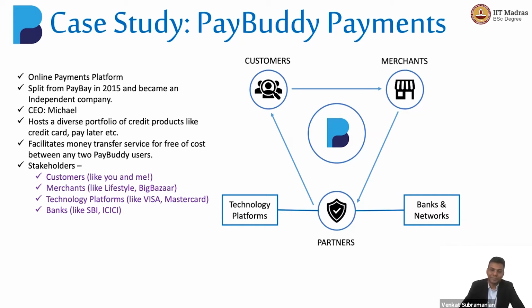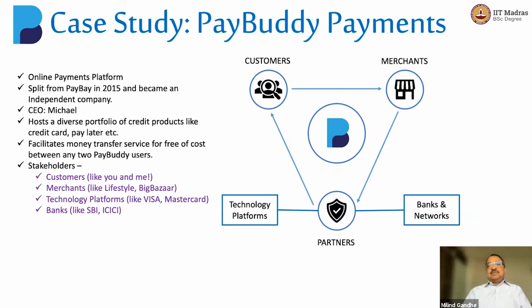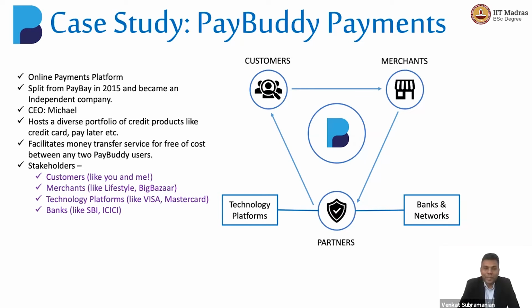Sure. Okay, so why don't you tell us a little bit about this company, Venkat? What does this company do? I think it is helpful to take a look at the picture on the right. It's a very accurate description of what the fintech world, or online payments specifically, does. In the middle, you see this company PayBuddy. It acts essentially as an intermediary between three different parties. On the top left, you see a customer. A customer is nothing but a person like you and me who is trying to buy something online.